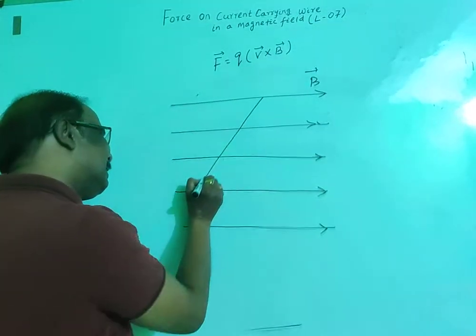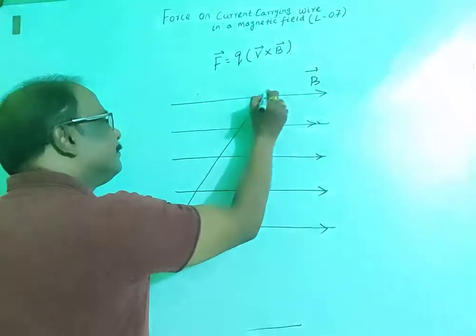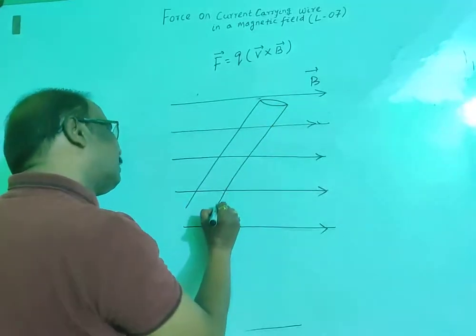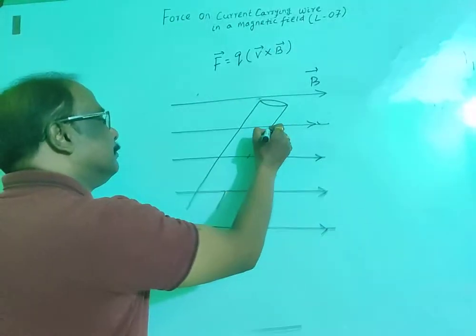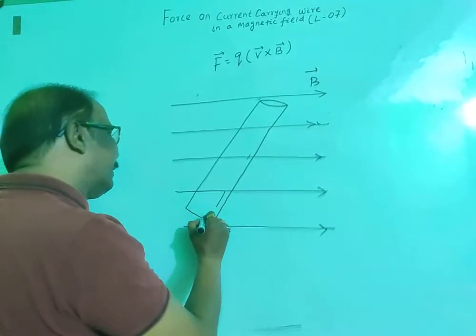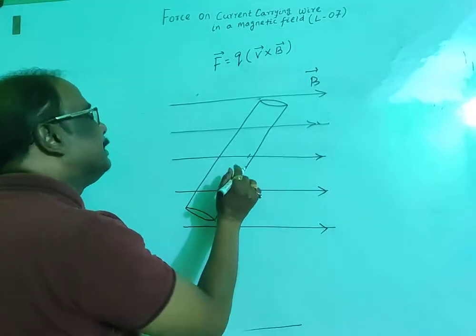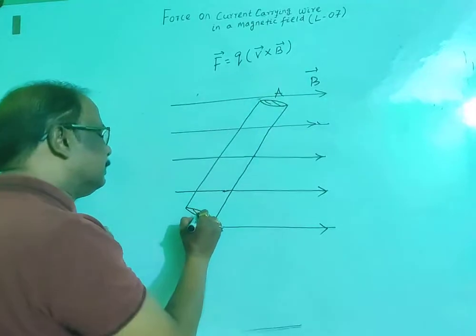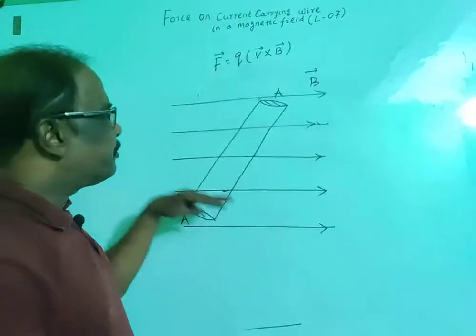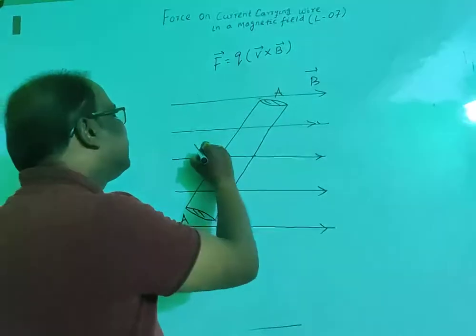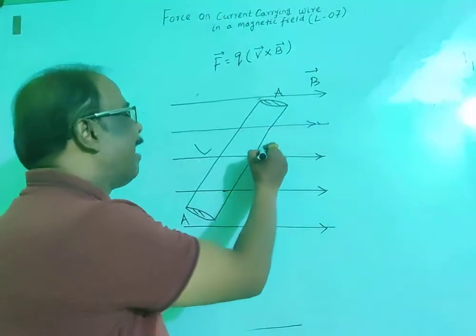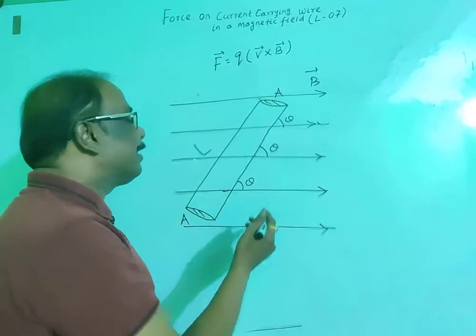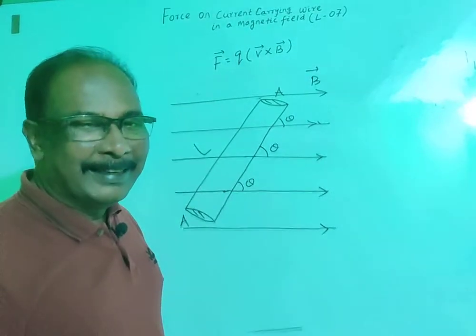Now let's consider this is a current carrying conductor placed in the magnetic field. The area of cross section of the conductor is A. This is the direction of the magnetic field. This is the length of the conductor, and the angle is theta, meaning the current carrying conductor makes an angle theta with the magnetic field. Is it clear?